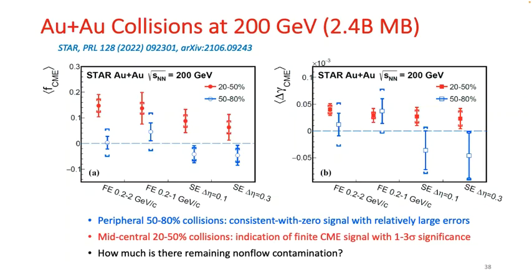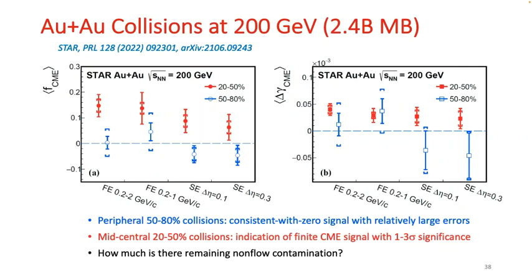That would be your signal, and we have something on the order of a 2 sigma effect. And the blue points are peripheral collisions, and they are consistent with 0. So we have a quote CME signal on the order of 2 sigma in gold-to-gold collisions. I said quote because this still has contamination from background.